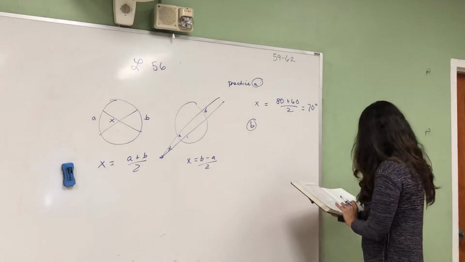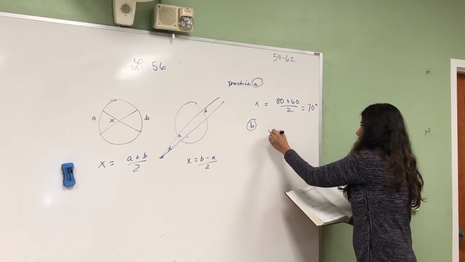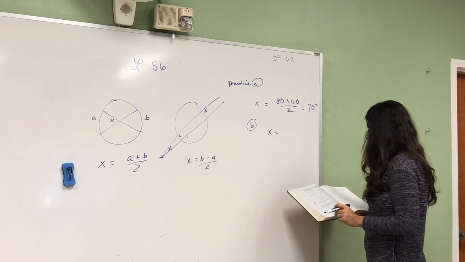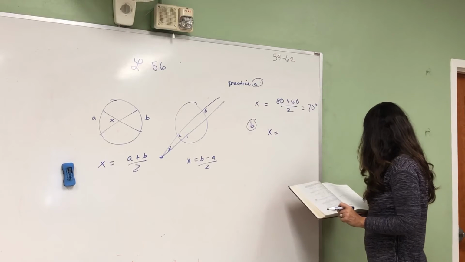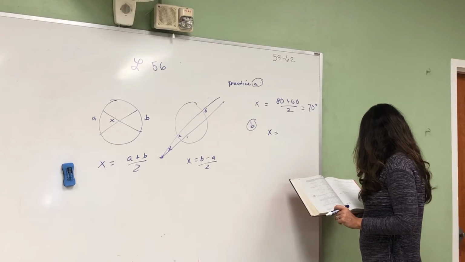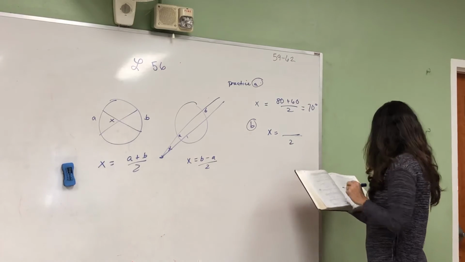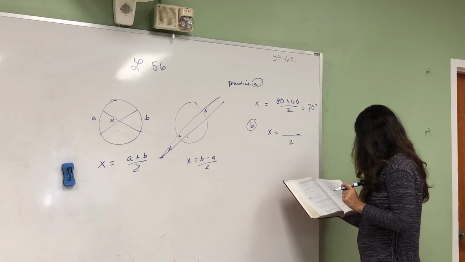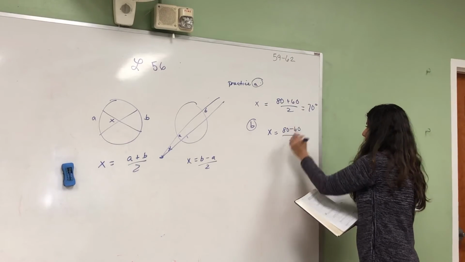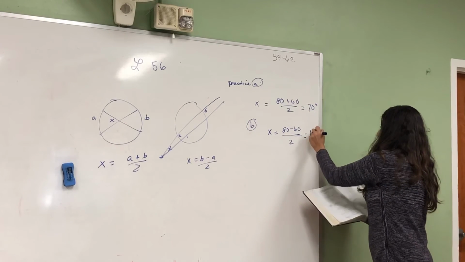Sometimes. Okay, B, Nick, what about that one? For B, we have the outside angles, right? So X equals 1/2 the difference of the measures of the intercepted arcs, right, the difference. You just take the larger one, 80 minus 60 over 2, which equals what? 10. That's right.